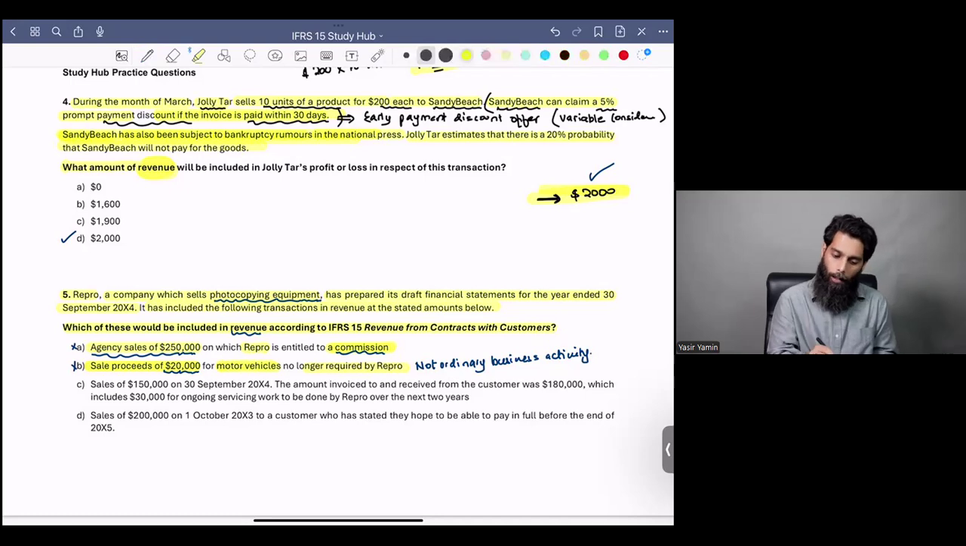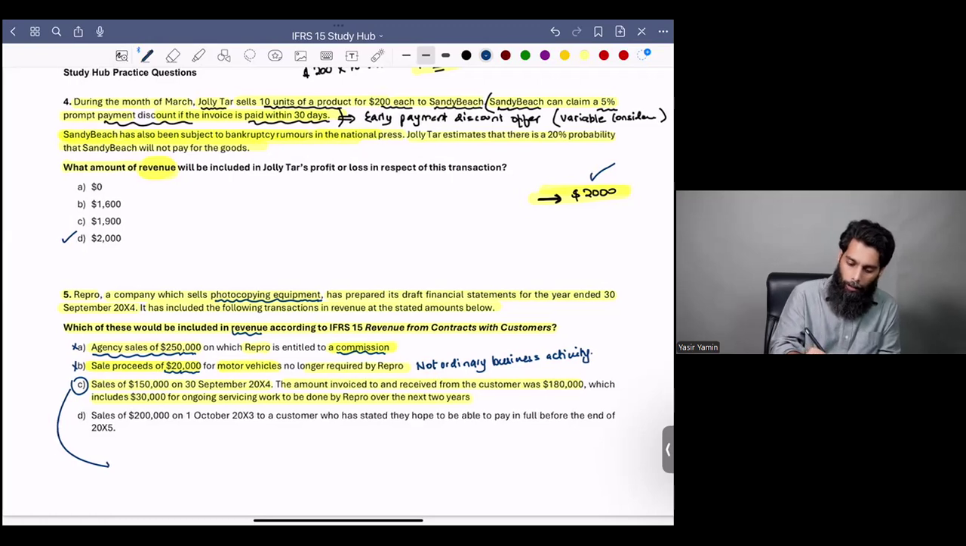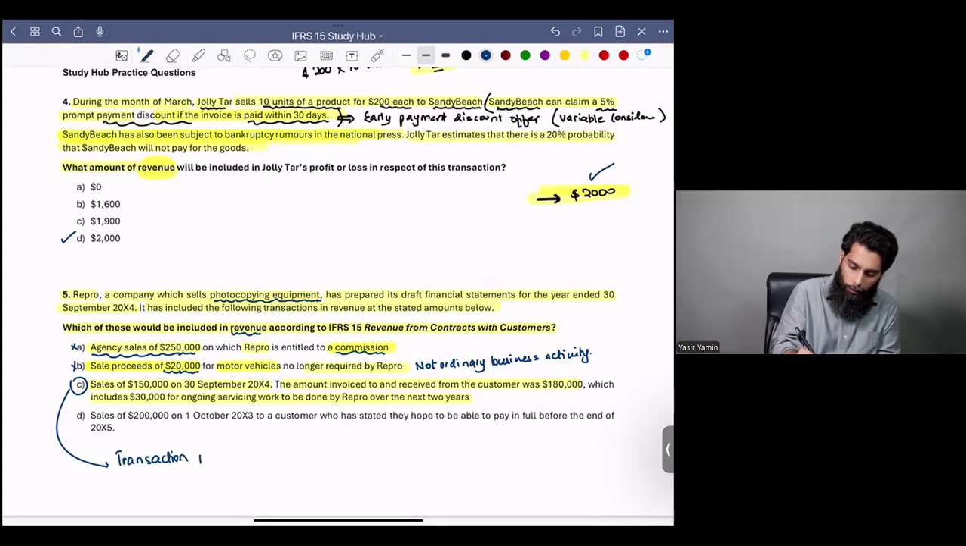All right. Then there were sales of $150,000 at 30th September X4. The amount invoiced to and received from the customer is $180,000, which includes $30,000 for ongoing servicing work, which will be done over the next 2 years. So what they are basically trying to say in part C, let me explain it to you and then maybe you can answer. The total transaction price was $180,000.